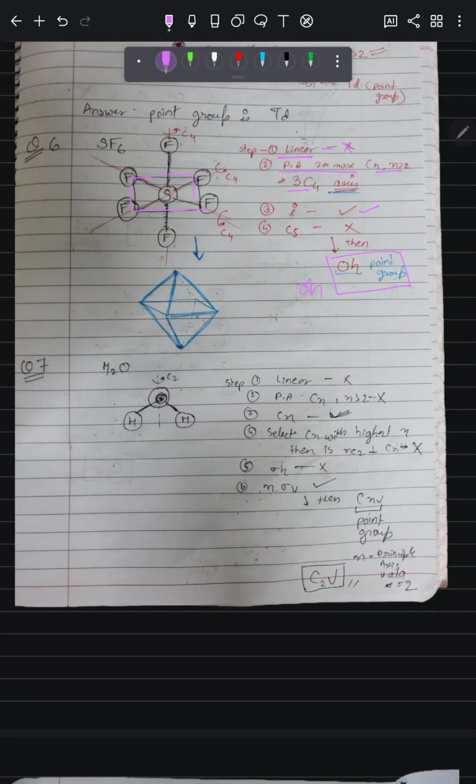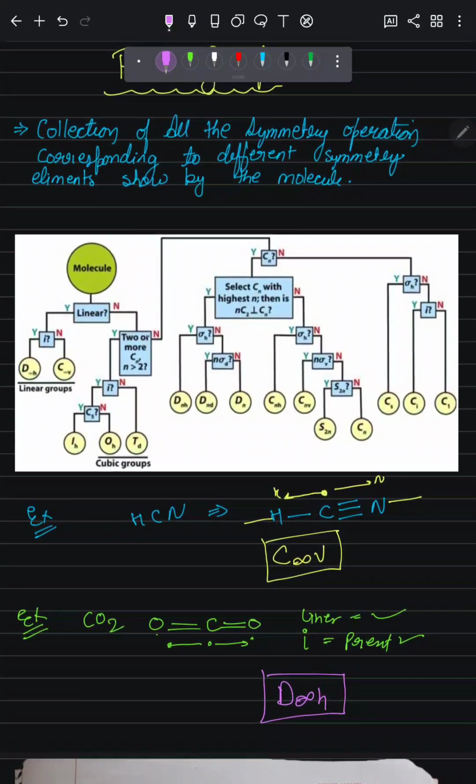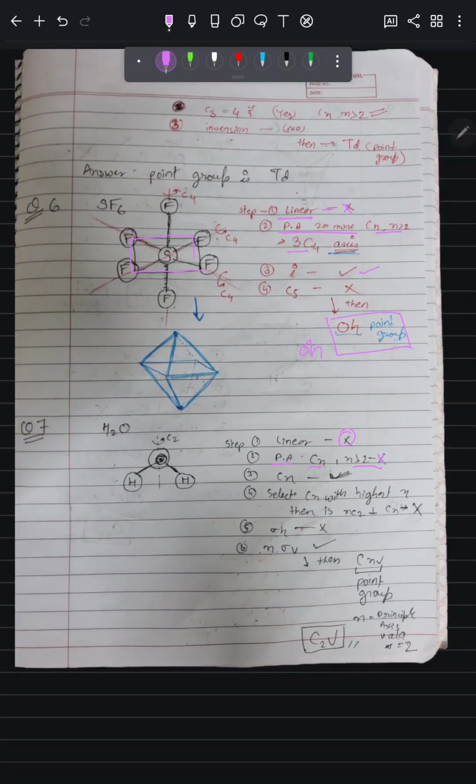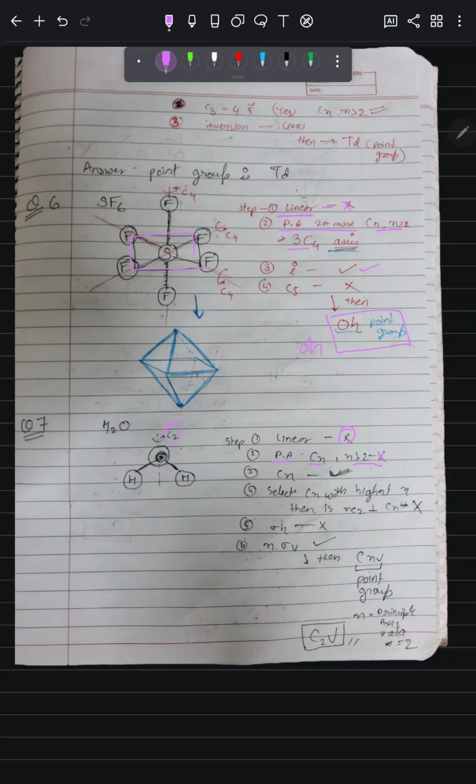Let's take another example, water. We know that it is not a linear structure, and there are not two or more Cn axes present. So we will go from here: two or more Cn axes are not present and n is not greater than 2, so we will move from no. Then let's check Cn. Yes, it has a Cn axis, C2 is present, so yes, a Cn axis is present.